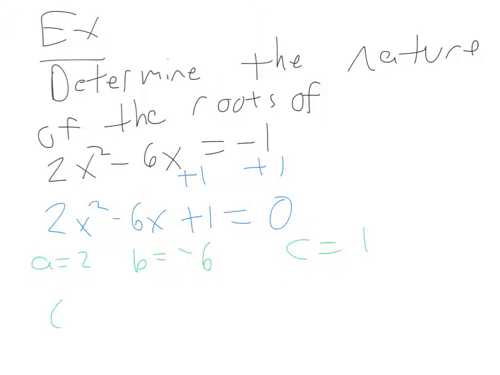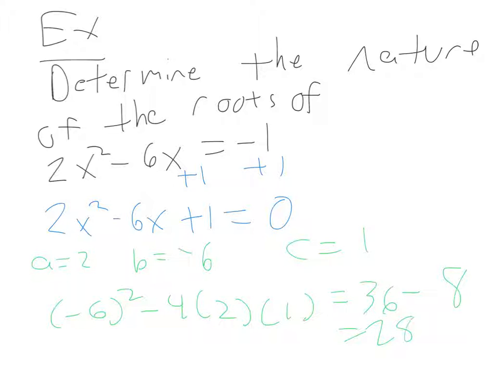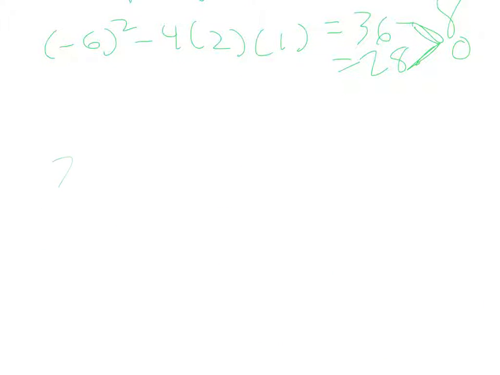So if we do b squared, which would be negative 6 squared, minus 4 times a, which is 2, times c, which is 1. Negative 6 squared, since the negative is in parentheses, ends up becoming positive, so it'd be 36 minus 4 times 2 is 8, times 1 is 8. So it'd be 28, which is greater than 0. Since it's greater than 0, we have 2 real roots.